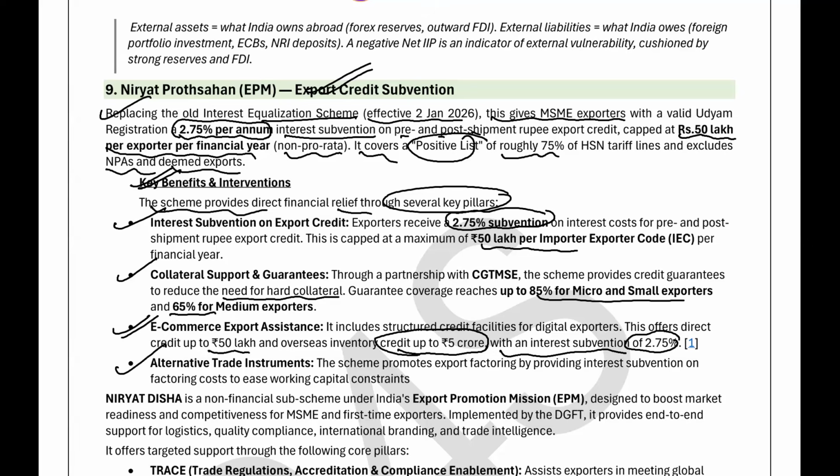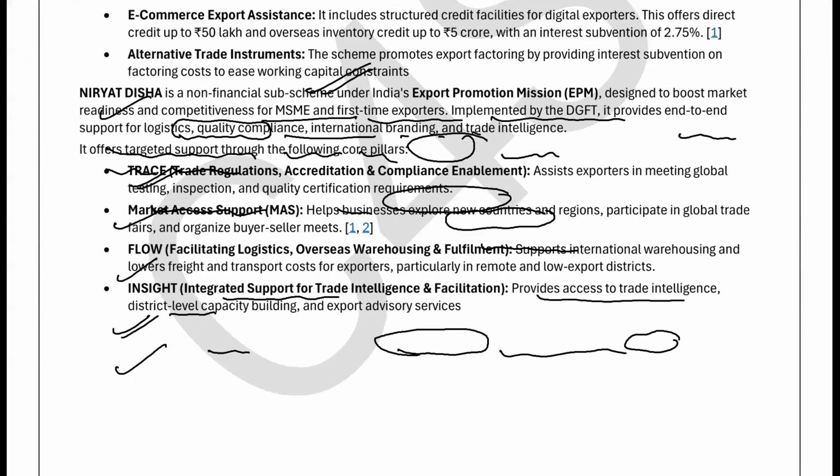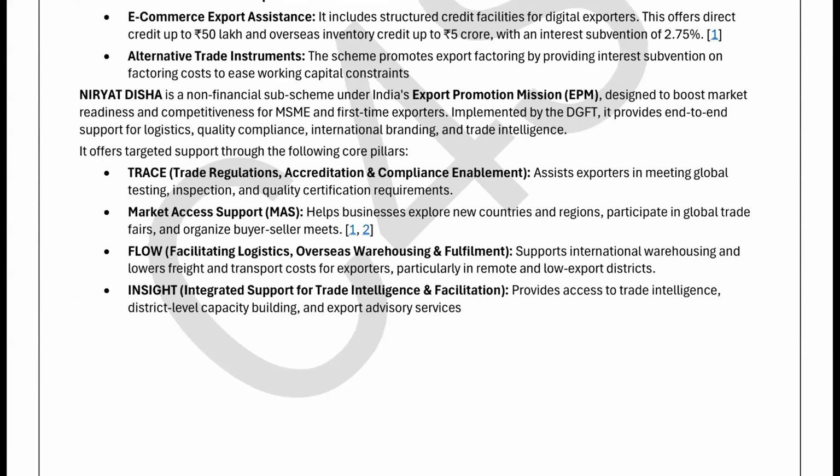Now the last key benefit is alternative trade instruments, which tells that the scheme promotes export factoring by providing interest subventions on factoring costs to ease what? Working capital constraints. Okay. And if you have read, please try to read this Niryat Disha. What is it? Niryat Disha is a non-financial sub-scheme under the Export Promotion Mission (EPM), designed to boost what? Readiness and competitiveness for MSMEs and first-time exporters.